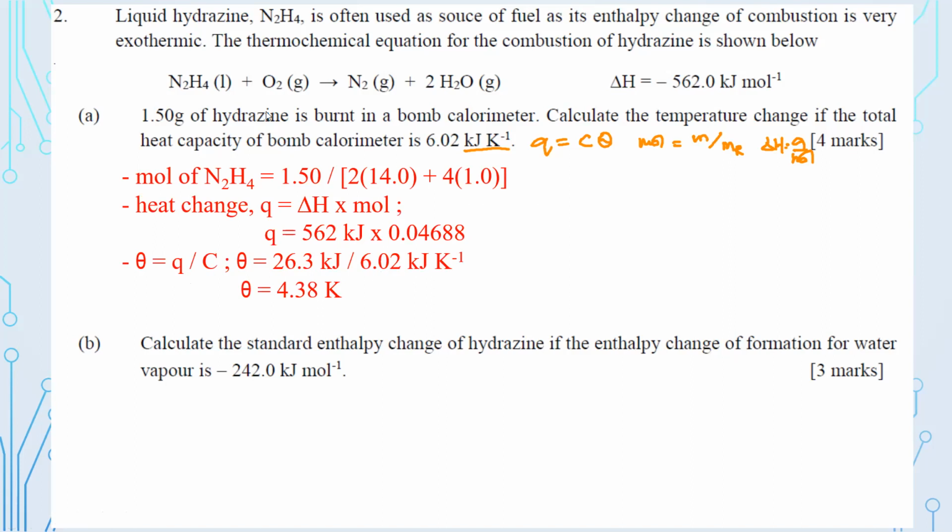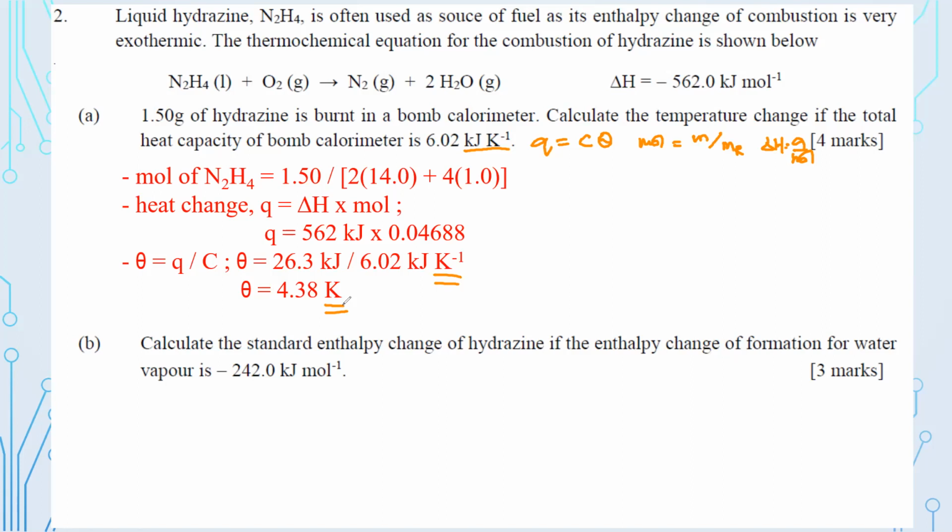Now, take note of the unit of temperature, because they give it in Kelvin, so your final answer should also be in Kelvin. It doesn't really matter, because a change of 1 Kelvin is also equivalent to a change of 1 degree Celsius. So don't mind too much about whether you use degree Celsius or Kelvin. At the end of the day, you just follow whatever unit the question gives you. Okay, so that is for question number 2A.